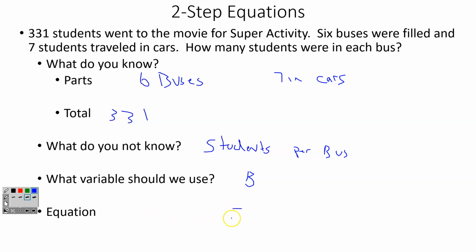An equation, again, I like to put my total first. When I go back and read it again, I see 6 buses were filled and, so I know I'm going to be adding. So 6 buses were filled and 7 went in cars. What do we not know? We don't know students per bus. So I'm going to put my variable with the buses, the 6 buses, because it has nothing to do with the cars. And there is my problem.